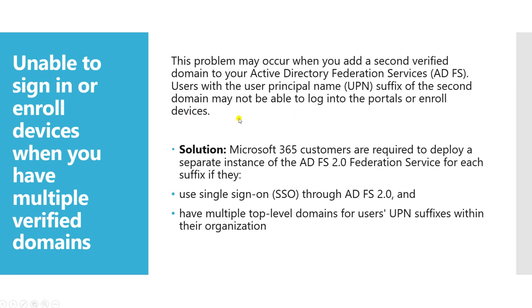So in what situation can this error come? Suppose you have two domains in the ADFS. The UPN, which stands for user principal name, suffix of the second domain may not be able to log in to the portal or the enrolled device. So there will be a UPN configuration when you have to choose the two domains.